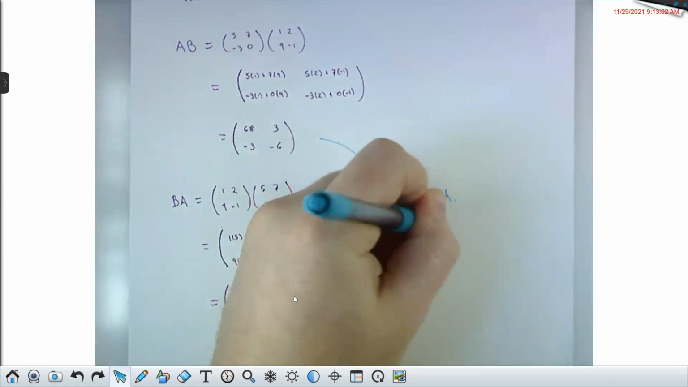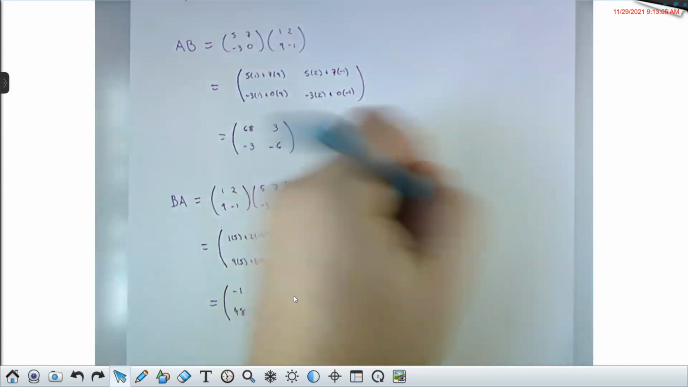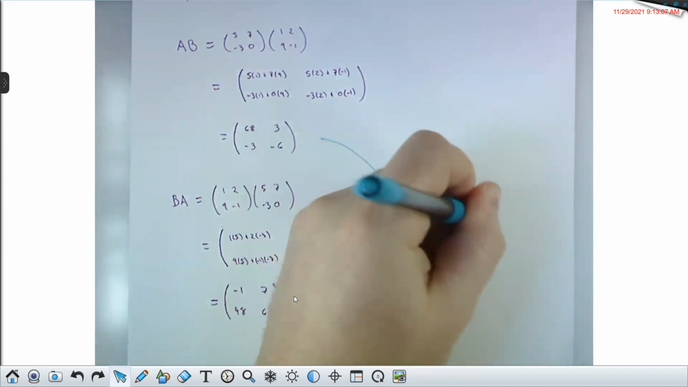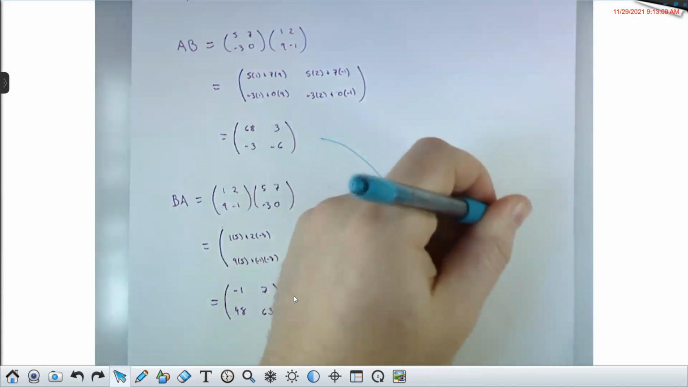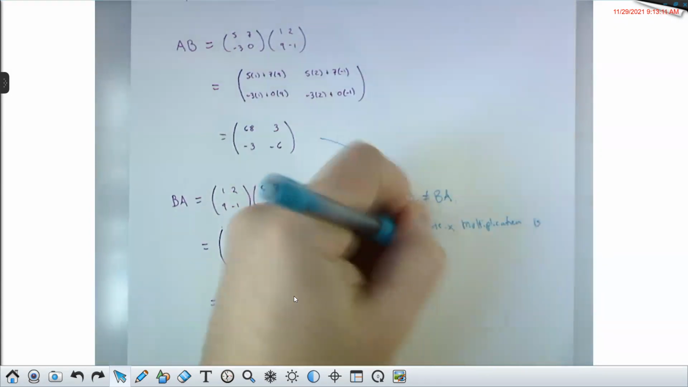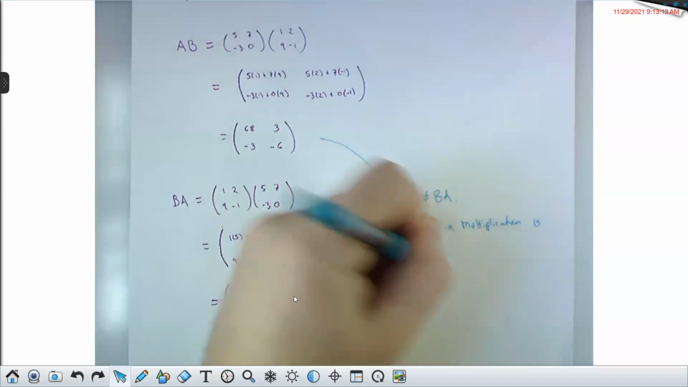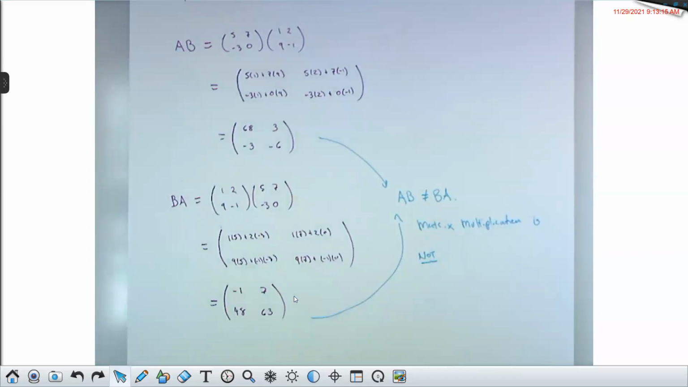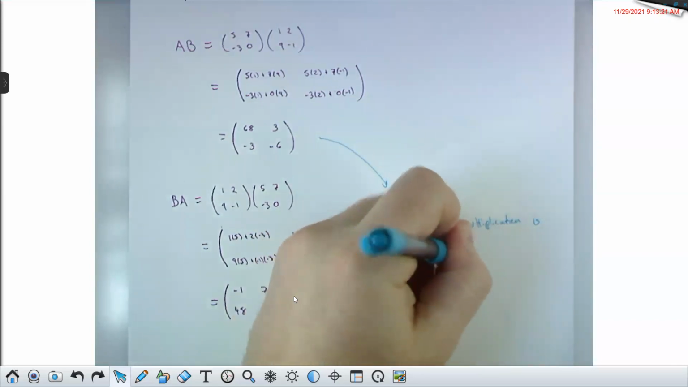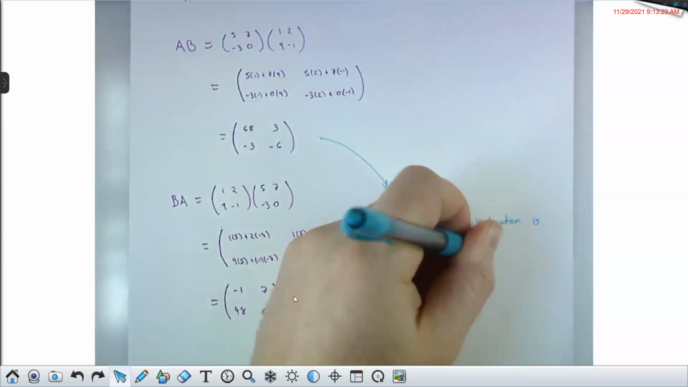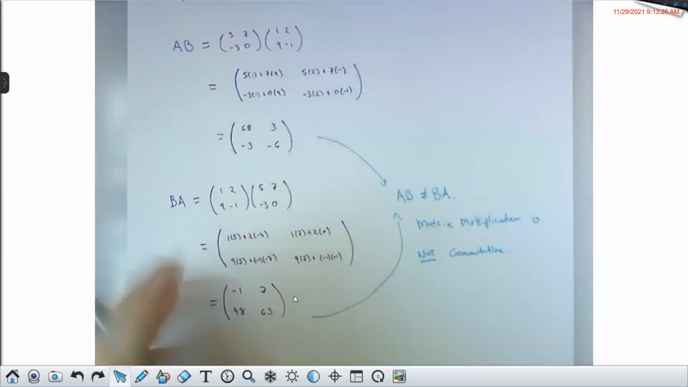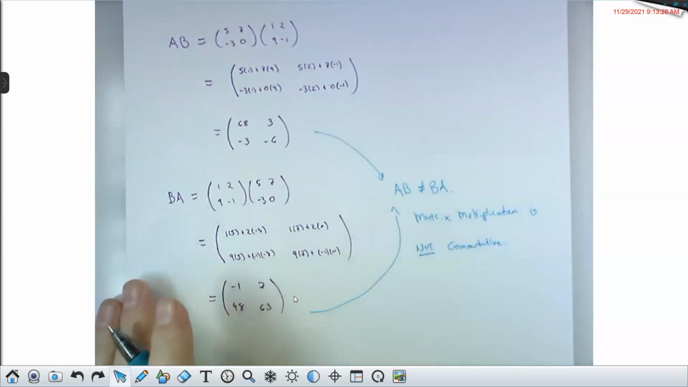And this means matrix multiplication is not... What's the name of that property, like 5 times 6 equals 6 times 5? It's called commutativity. So matrix multiplication is not commutative. In other words, the order you write down the matrix multiplication matters.